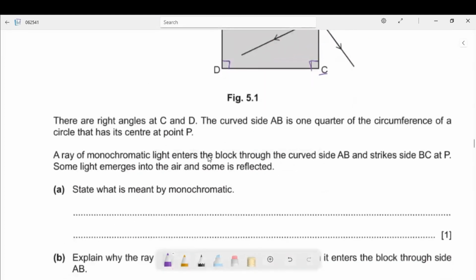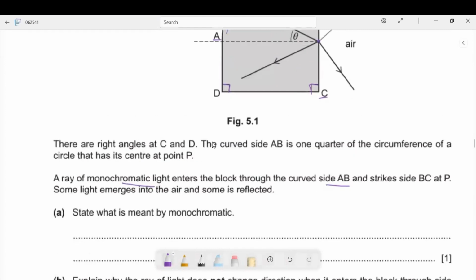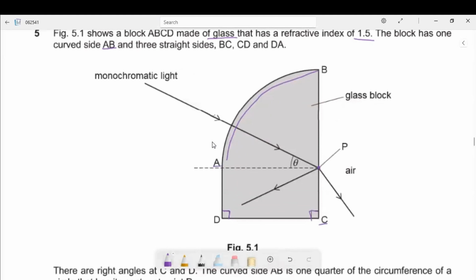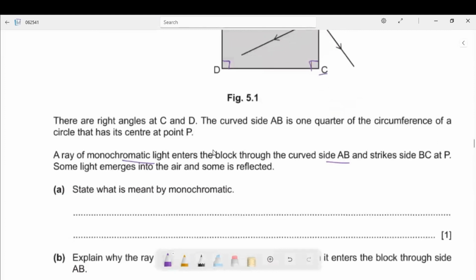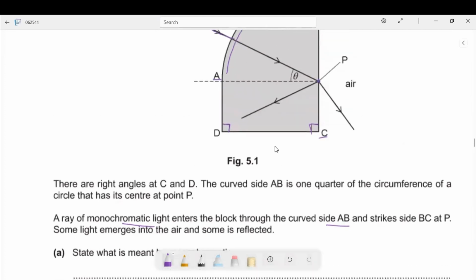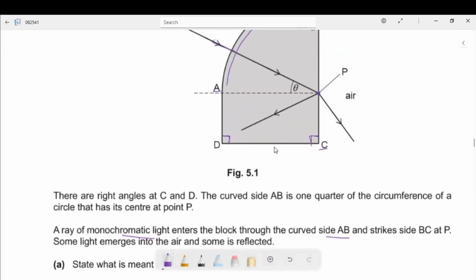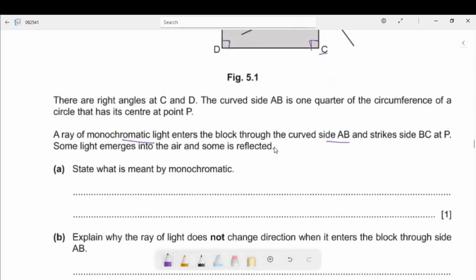A ray of monochromatic light enters the block through the curved side AB. So the ray is passing through this curved side and strikes the side BC at P. Some light emerges into the air and some is reflected. So it is incident, and some is reflected and some emerges into the air.